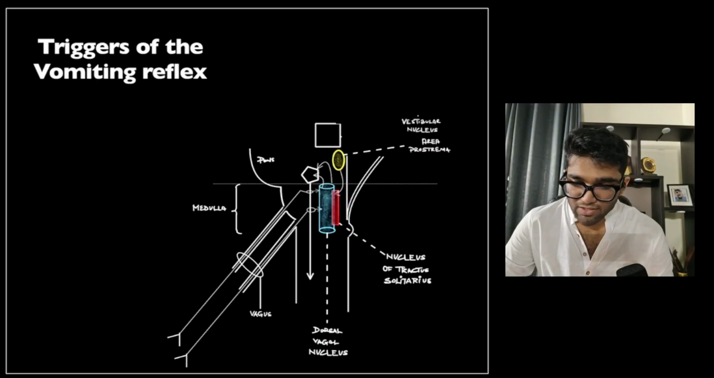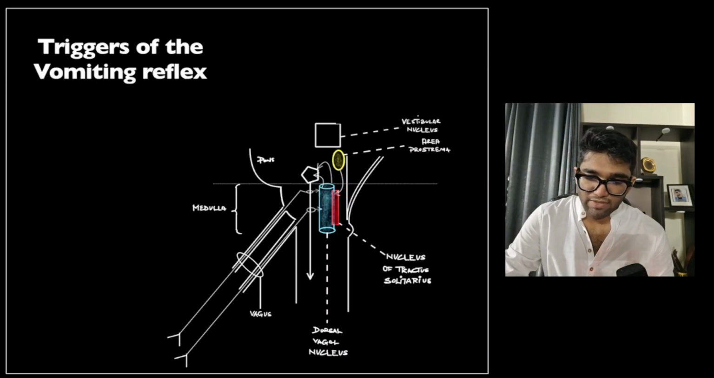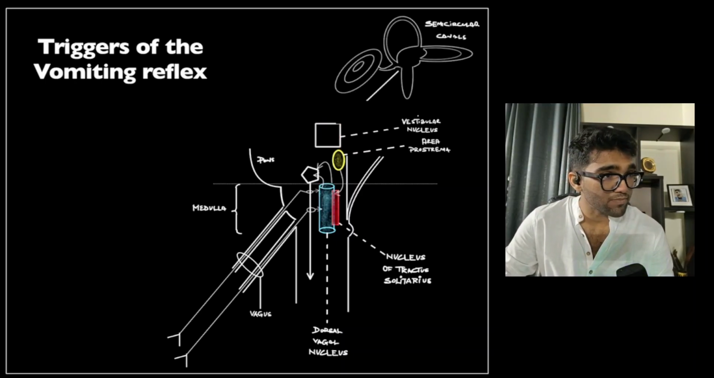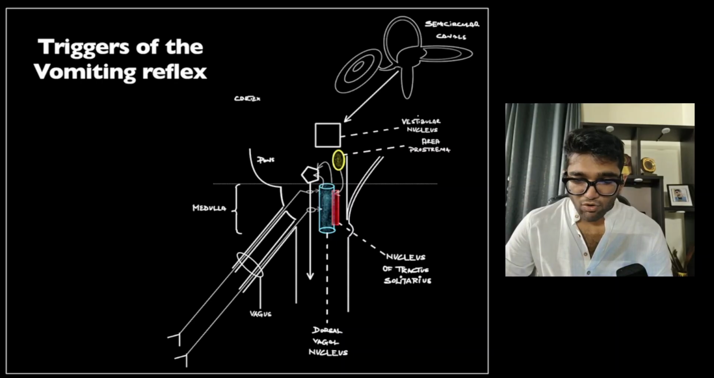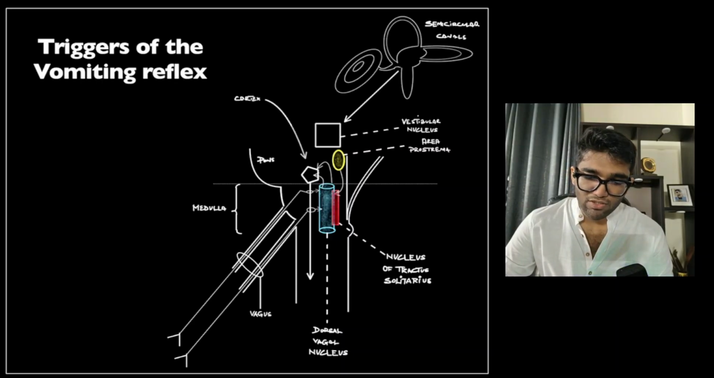Now, the third structure that I want you to know about is the vestibular nucleus. The vestibular nucleus obviously receives input from the inner ear. These are the semicircular canals within the inner ear, and they give input directly into the vestibular nucleus. And finally, the cortex, through descending neurological input into the vomiting center. So in effect, the vomiting center can be activated through cortical stimulation.